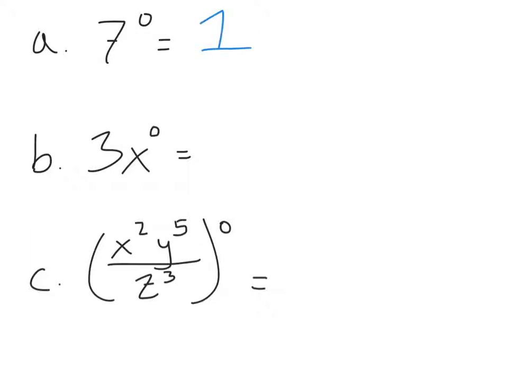Now there are some subtleties here. 3x to the 0. One of the biggest things you have to remember in this chapter is that exponents only apply to what they're right next to. So only the x is being raised to the 0 power. So 3x to the 0 is actually going to be 3 times 1, because the 3 stays, nothing's happening to the 3, the x to the 0 becomes 1 though. And obviously 3 times 1 is just 3.